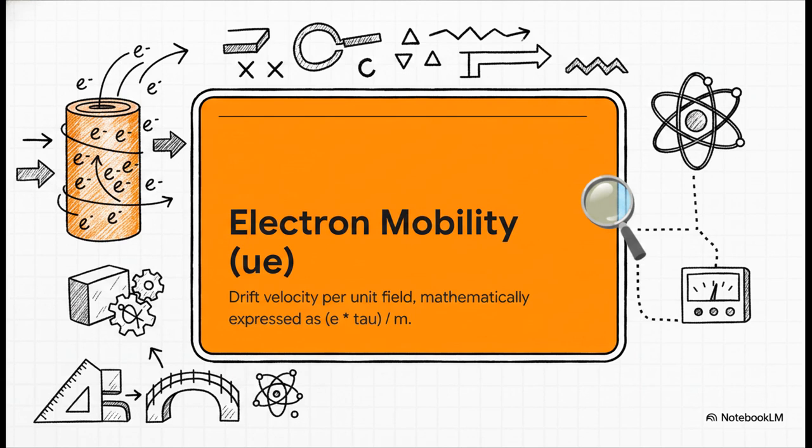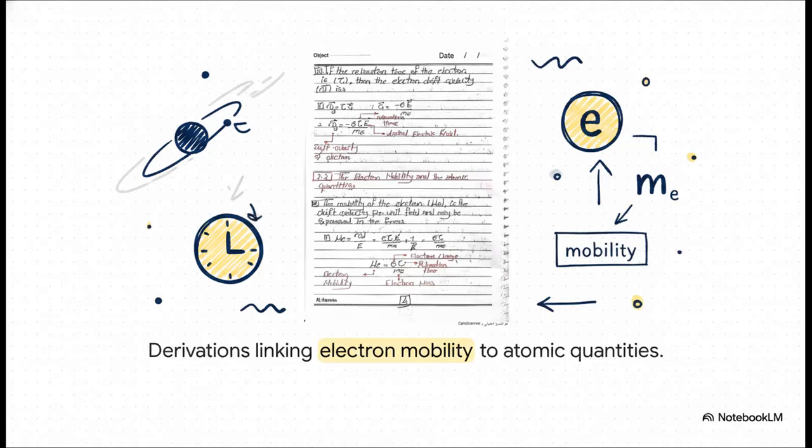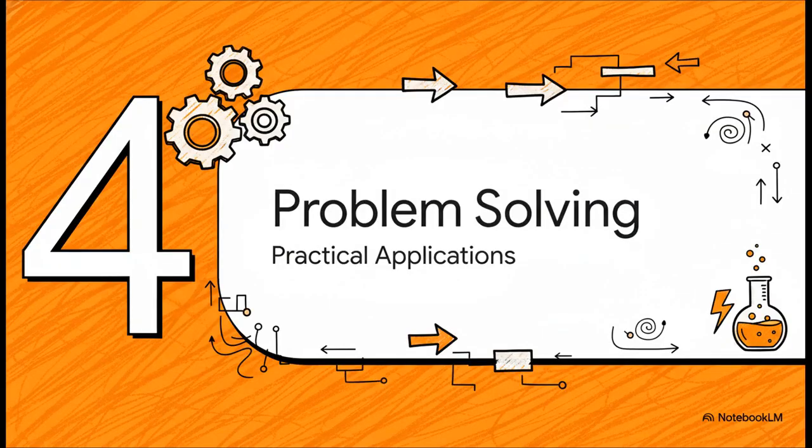This defining metric is the perfect mathematical bridge. It literally connects the measurable physical world to those invisible, chaotic atomic interactions we were just talking about. These handwritten derivations clearly illustrate the sheer elegance of defining mobility strictly in terms of fundamental constants, the electron's charge and mass, along with the relaxation time. This is the pure language of physics at work. Section 4. As I always tell my students, theory is completely useless without application.